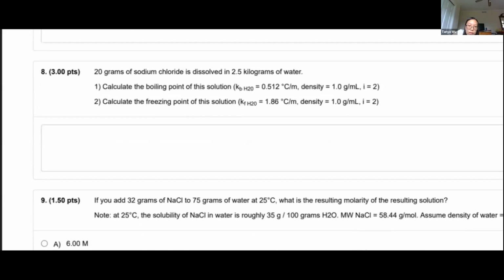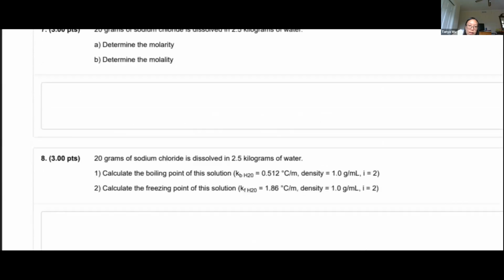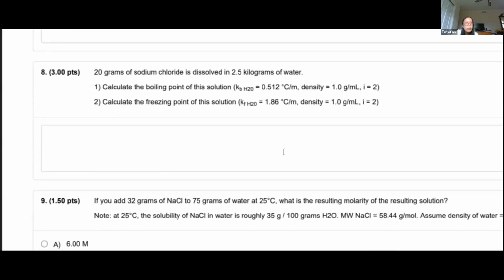Okay, this is one. So we already know the molality of it. So from the molality, we can calculate the boiling and the freezing point. So you guys should attempt it, and I'm gonna write my solution.